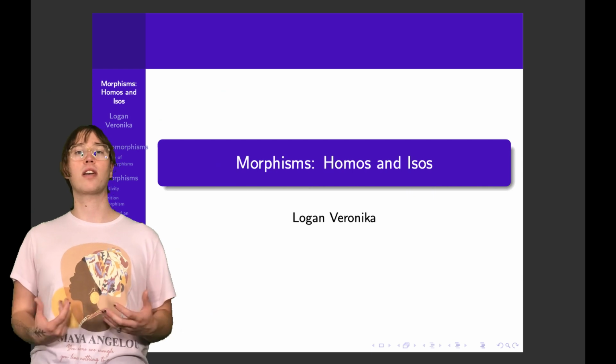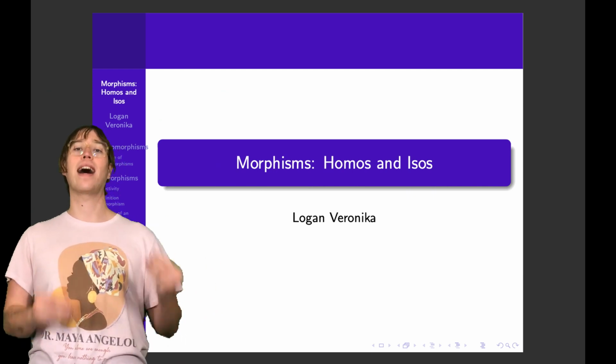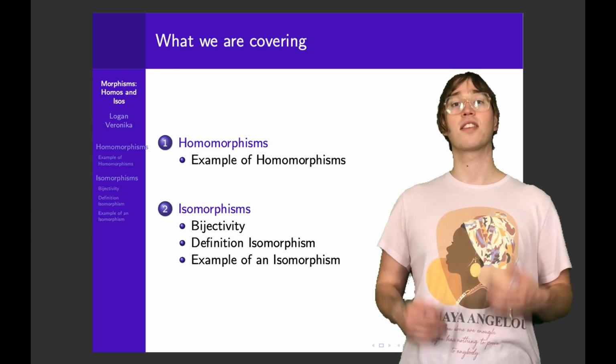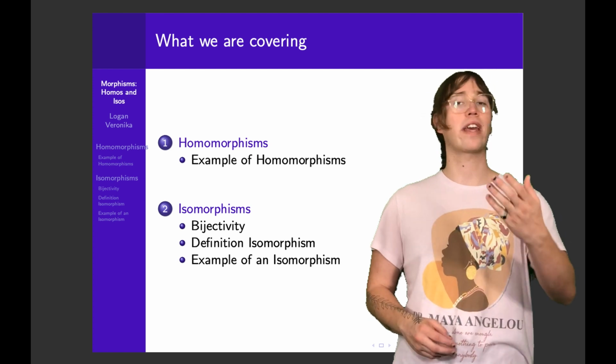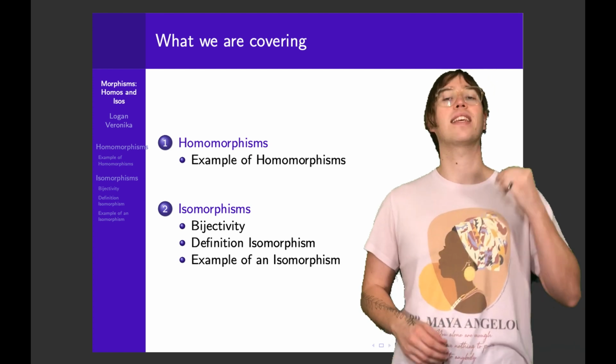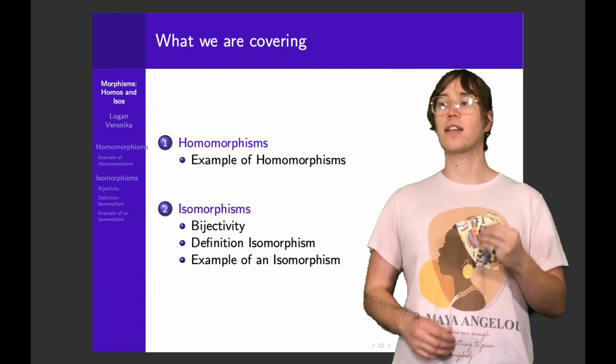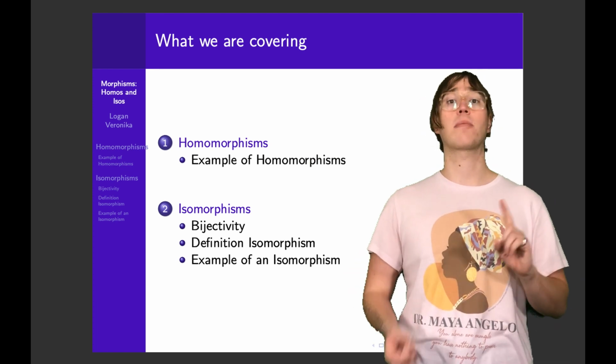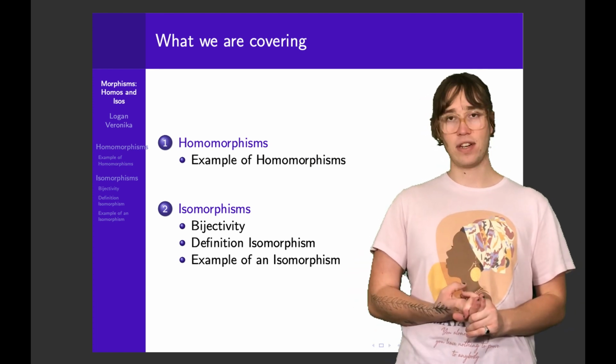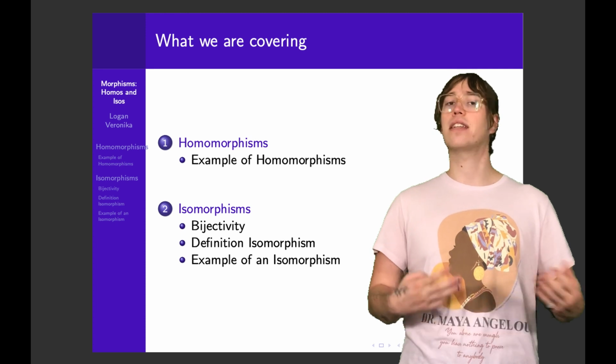Today we're going to be talking about homomorphisms and isomorphisms. Today we are going to cover what a homomorphism is and an example of a homomorphism, as well as isomorphisms. We're going to talk about bijectivity, the definition of an isomorphism, and an example of one as well.